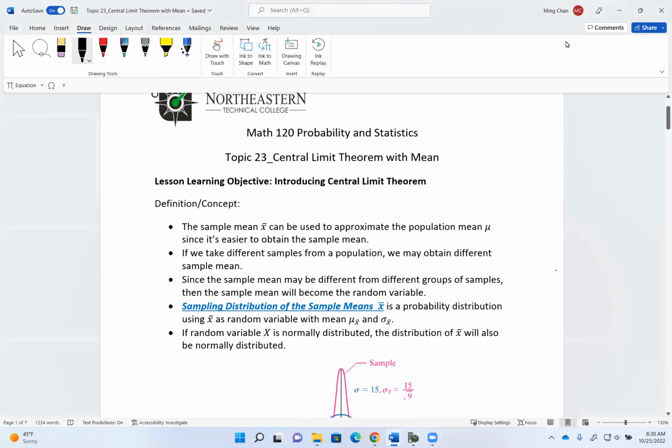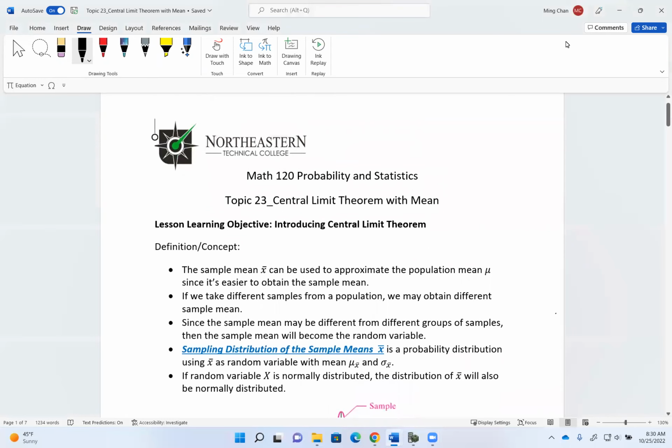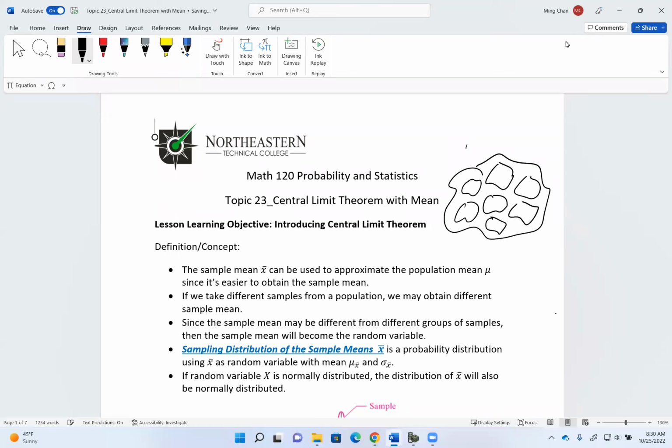So we talked about this concept back at the beginning of the semester, where we know it is very difficult to find the true mean of a population. So imagine this whole thing is my population. The idea we talked about at the beginning of the semester was taking lots and lots of small samples, because it's very difficult to get the true mean of the population by asking everyone. So instead, what we can do is take a lot of small samples.